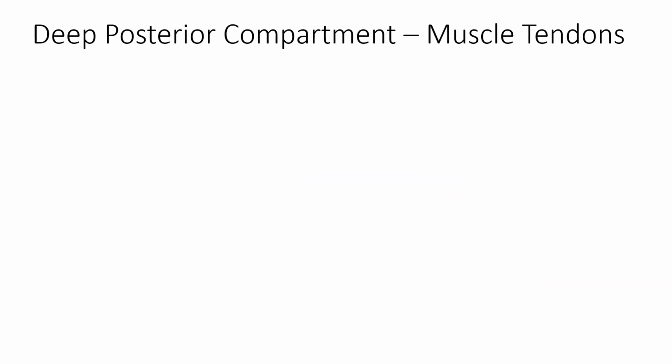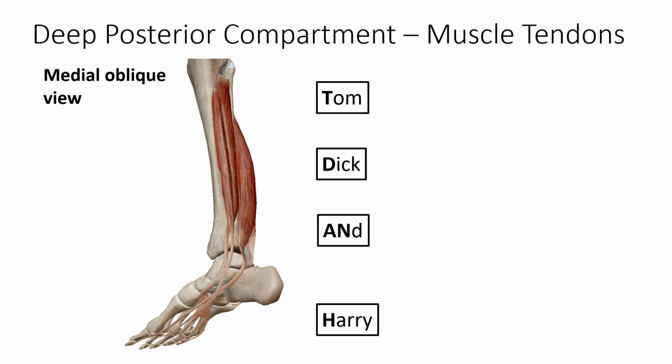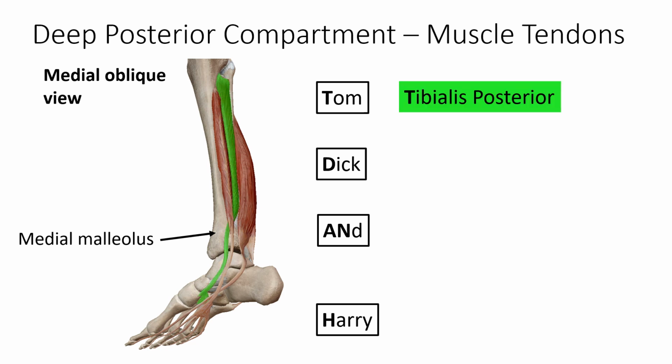So let's take the last three muscles that we talked about and discuss a mnemonic that can help you remember these muscles and be able to identify them well in lab. The view we're going to look at is a medial oblique view, where we've essentially taken the leg and turned it a little bit so we can see some of the medial aspect of the tibia. The mnemonic is Tom, Dick, and Harry. It works by first identifying that medial malleolus on the tibia and working posteriorly from there to identify the structures. So the T in Tom stands for tibialis posterior.